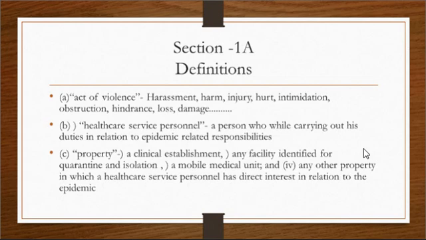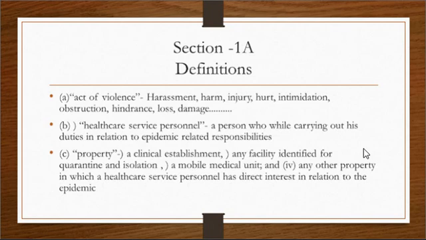So Section 1A, Clause A talks about act of violence. Now, Clause B talks about healthcare service personnel. Who is a healthcare service personnel? A healthcare service personnel is a person who carries out his duties when there is an epidemic, and the responsibilities related to overcoming the epidemic. He will come in direct contact with patients who are affected by the epidemic, and that is why he is at the risk of being impacted by such disease and epidemic.